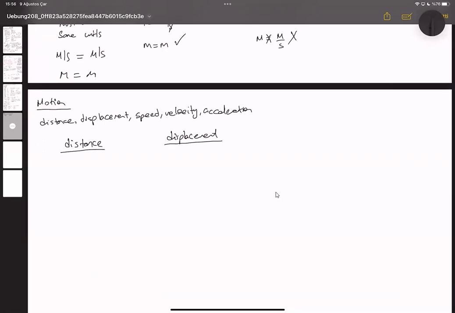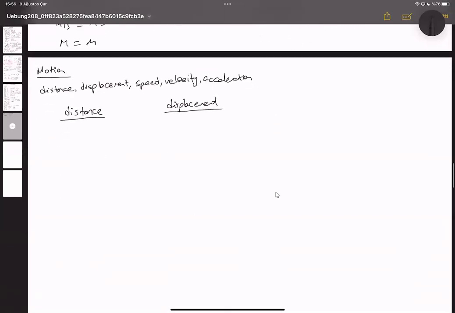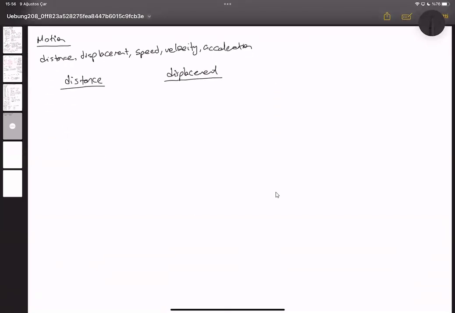We mentioned before about vectors, and we will work on vectors again. Because of that, displacement is a vectorial quantity and distance is a scalar quantity. Now, I will draw a vector and I will draw the components of this vector.